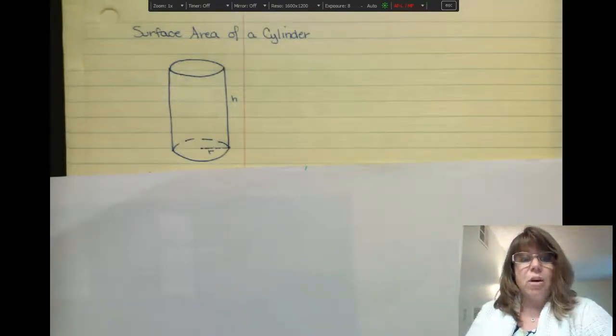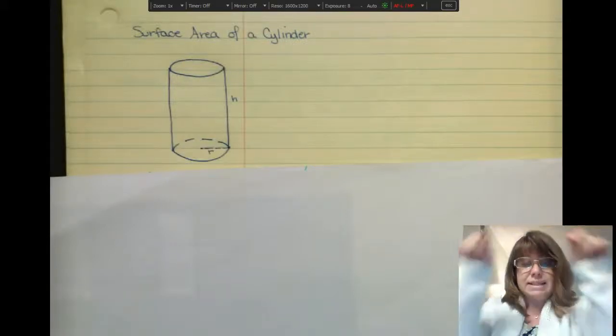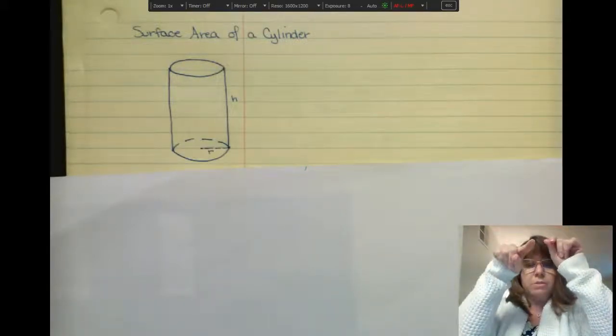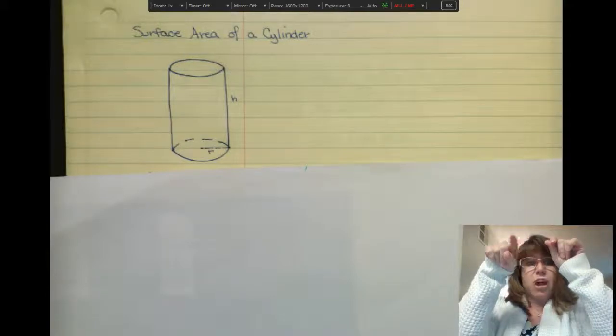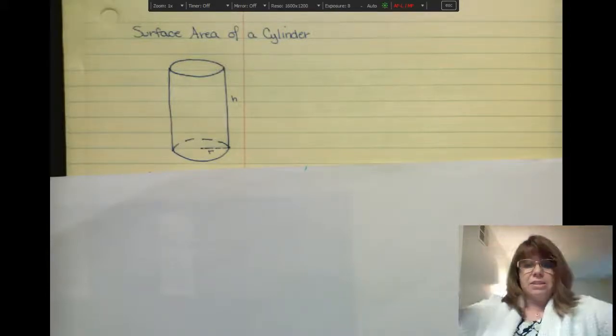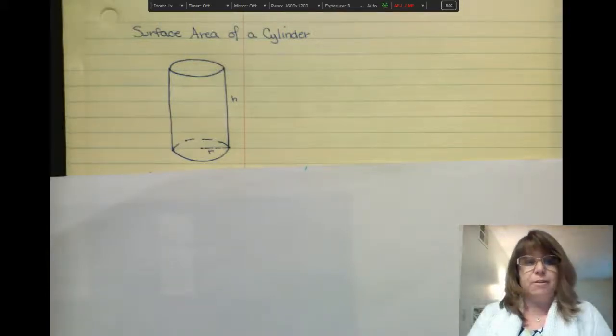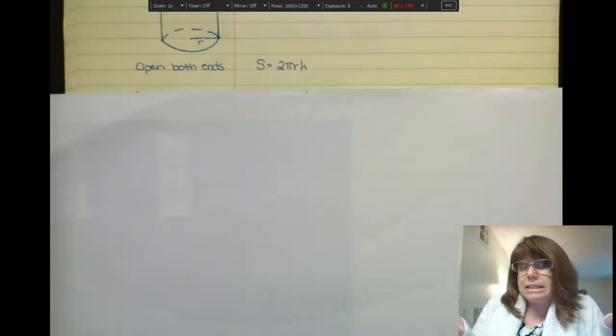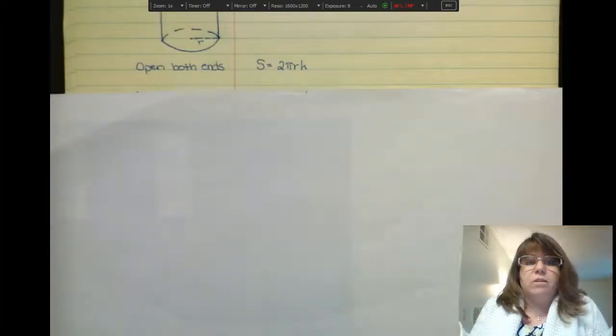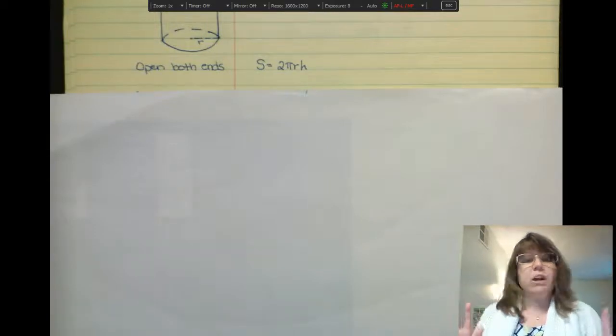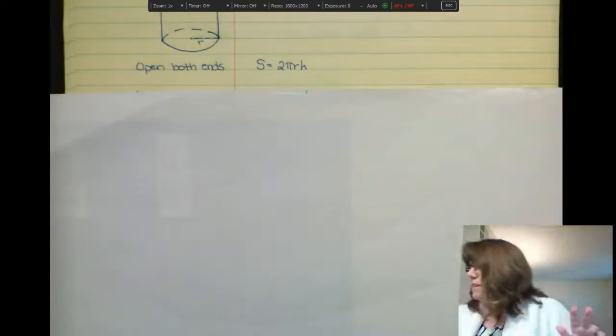Well, the cylinder creates a circle on the bottom. So if I find out what the circumference of that circle is, that's going to be the length of my rectangle. So in essence, it's the area of a rectangle, but we use different letters because we are talking about a cylinder.